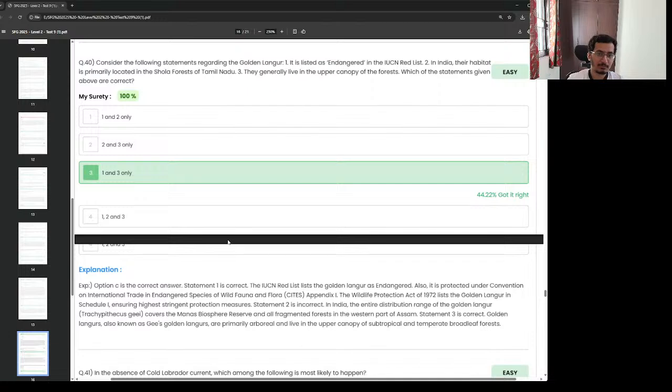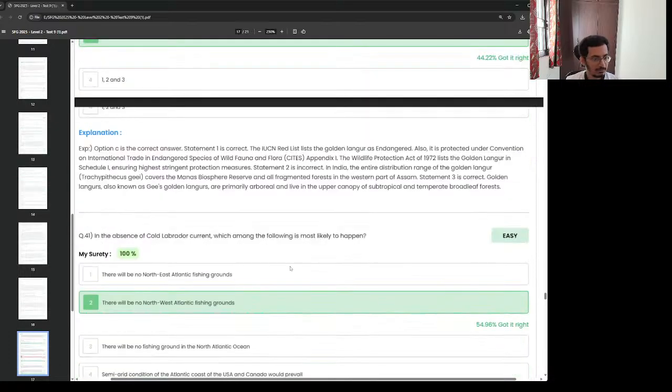It's not critically endangered, but critically endangered. And wild forest sites appendix 1, that is correct. Schedule 1, schedule 4 both. Trachypithecus geei covers the Manas biosphere and all western parts of Assam state. Method is incorrect. Golden langurs, also known as Gee's golden langurs, are primarily arboreal, they live in the upland.